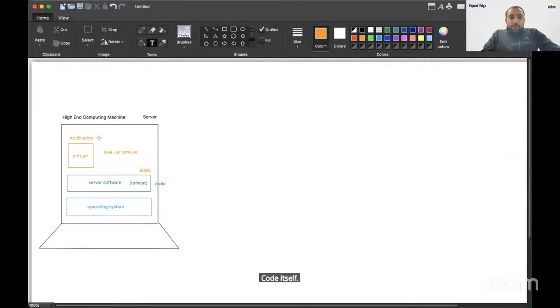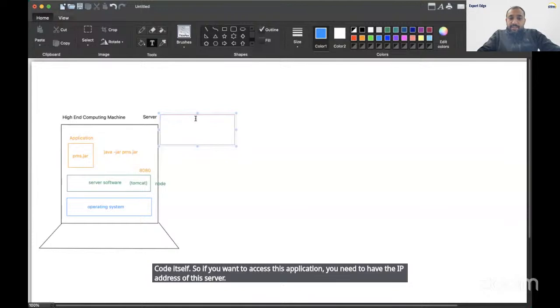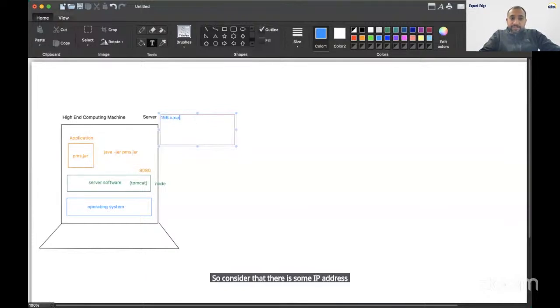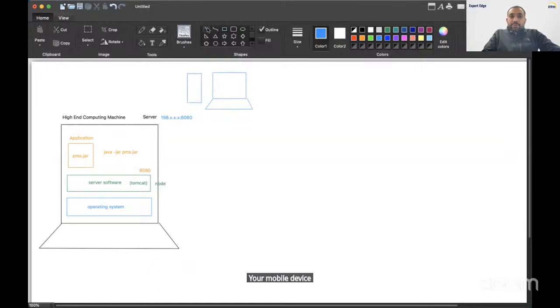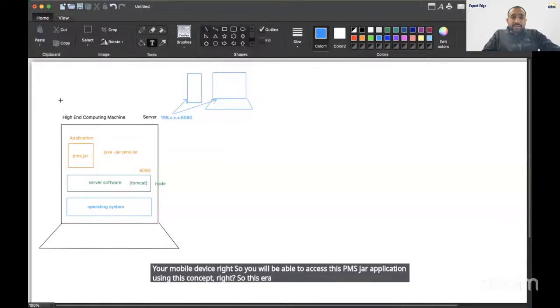If you want to access this application, you need to have the IP address of this server. So consider that there is some IP address 198.x.x.x. Then you say colon 8080, right? This way, if you are sitting at your home, on your device, which can be either a computer or even your mobile device, you will be able to access this PMS jar application using this concept. This era is referred to as traditional deployment.